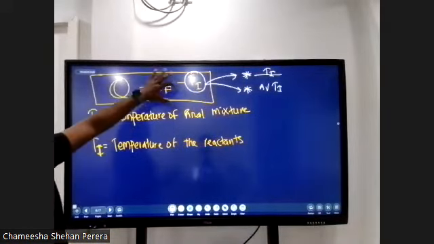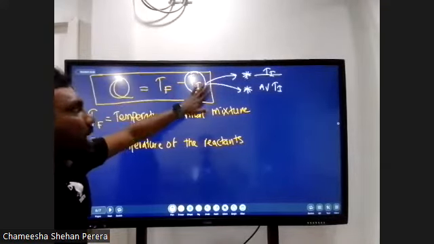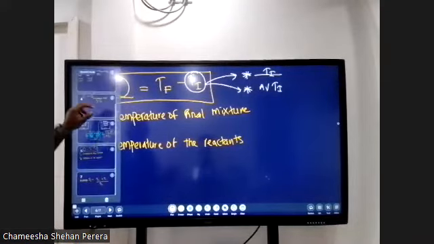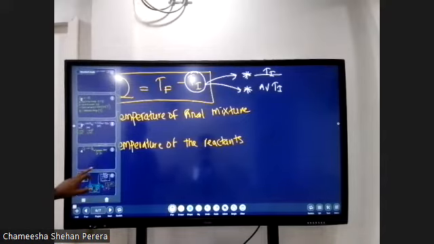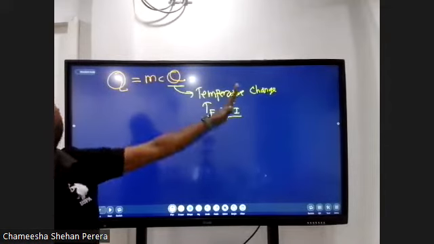Then we have to consider how to find out the temperature final. Then only we have to subtract temperature initial from the final and then find out theta. Then we will have found one component of this equation, the theta component.